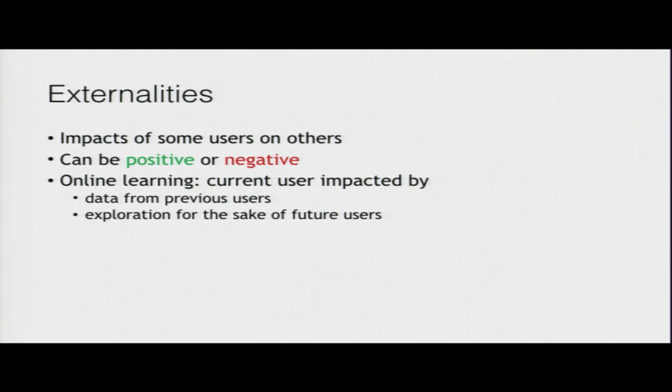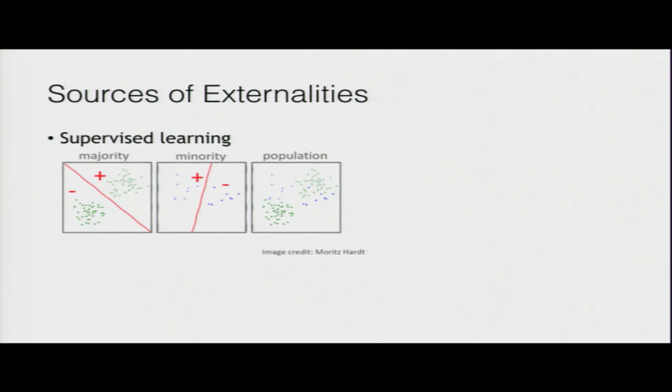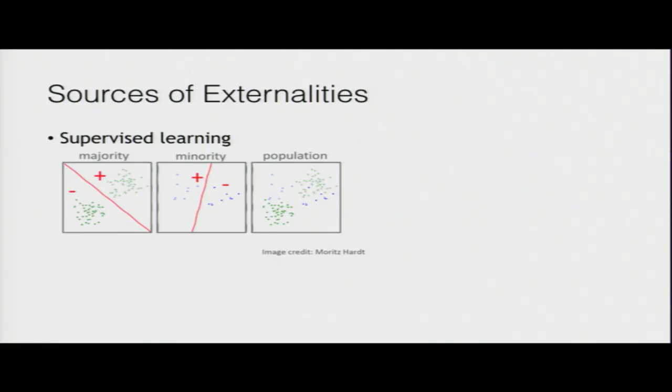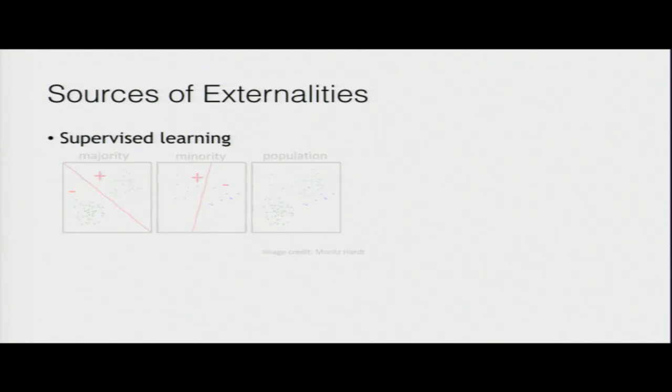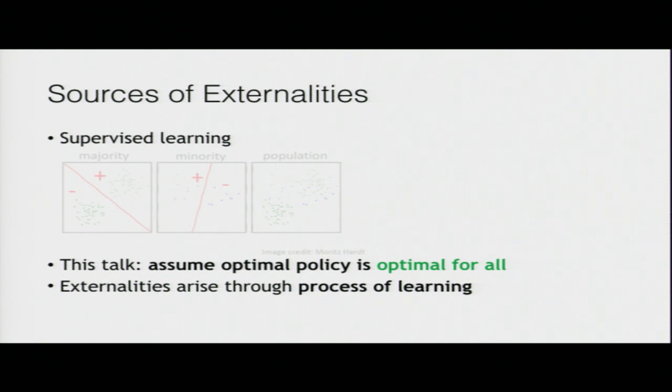The first thing I want to do, though, is rule out something that maybe a lot of us have seen as examples of externalities that people impose on each other. And that's this kind of common thing that you see in supervised learning where you have kind of heterogeneous groups, and there's one policy that's good for one group, there's a different policy that's good for another group, and there's really no way to reconcile them. And we're actually going to assume that this is not the case. Okay, we want to focus only on the externalities that arise due to learning.